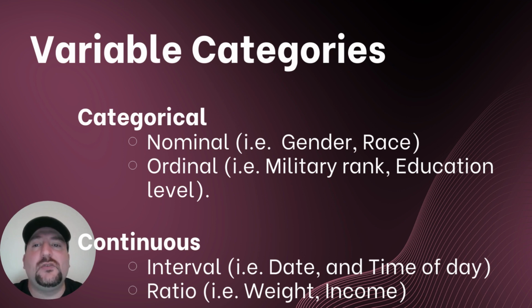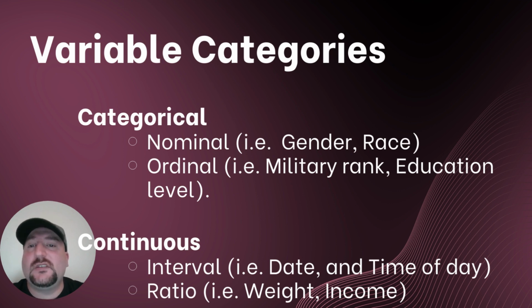Within these two categories, there are different scales of measure. The categorical has nominal and ordinal scales of measure. The nominal is a measure with two or more categories that do not have a natural order, such as gender, race, and first language. The ordinal is a measure with two or more categories that can be ranked or ordered, but the distance between categories can't be measured precisely, such as military rank and educational level.